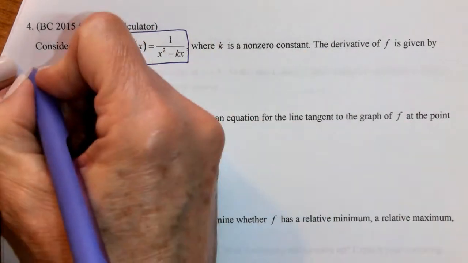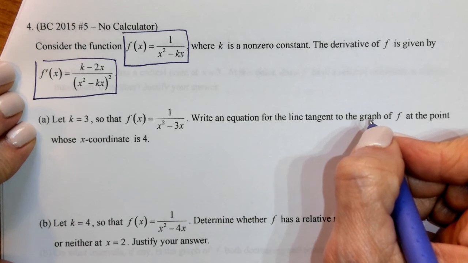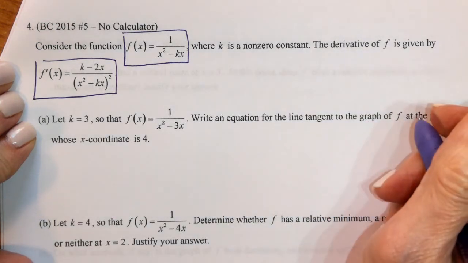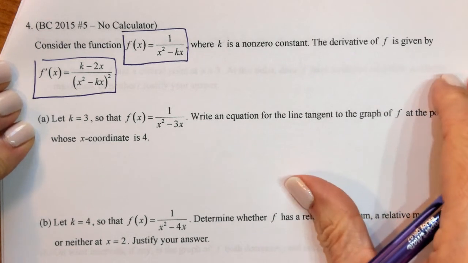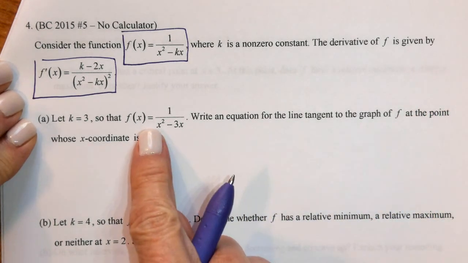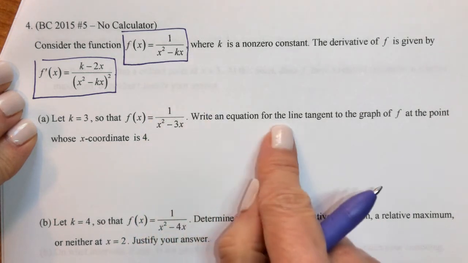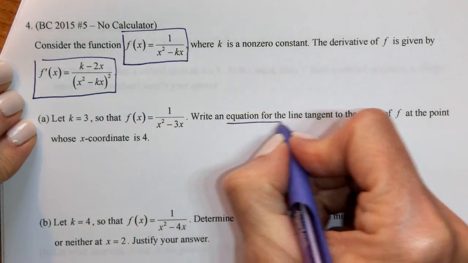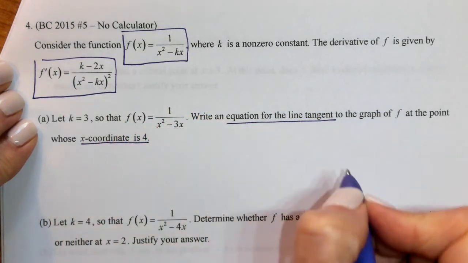They also in this problem gave us the derivative. We didn't have to go find it. They could have made us find it. They didn't make us do that. They just gave it to us. Part A. Let k equal 3, so f of x is equal to this. So they put 3 in for k. Write an equation for the line tangent to the graph of f at the point whose x-coordinate is 4.